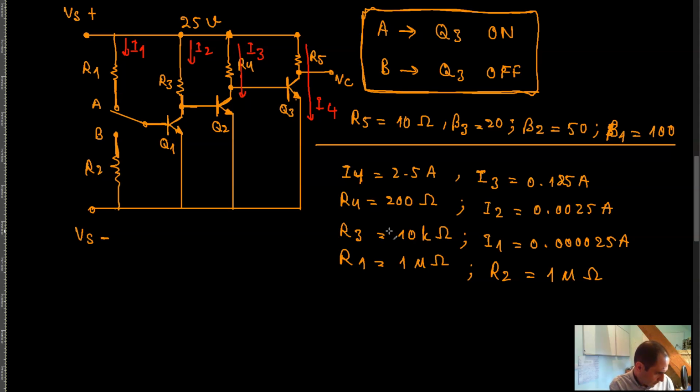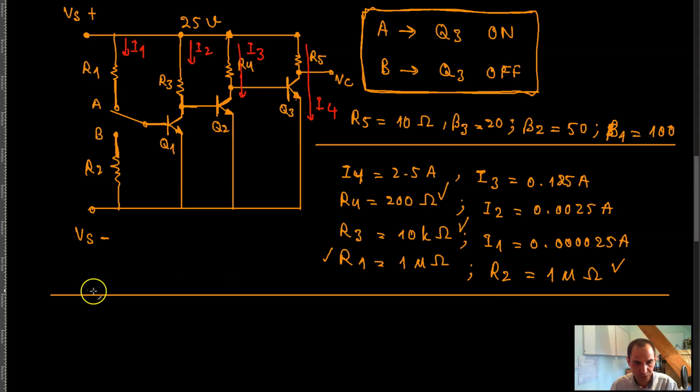And then, so R4 is 200 ohm, correct. R3 is 10 kilo ohm, correct. R2 is 1 mega ohm, correct. And R1 is 1 mega ohm. So all of these values are correct, and you can use these values in your circuit. Okay, so I think we have done enough of these examples.